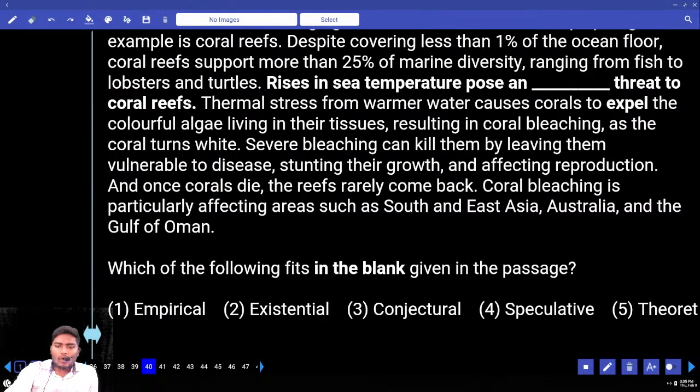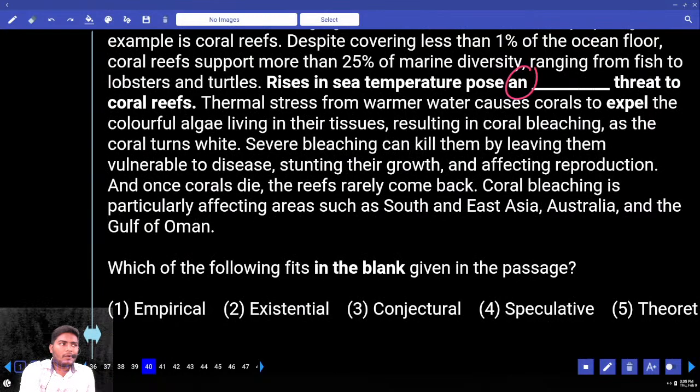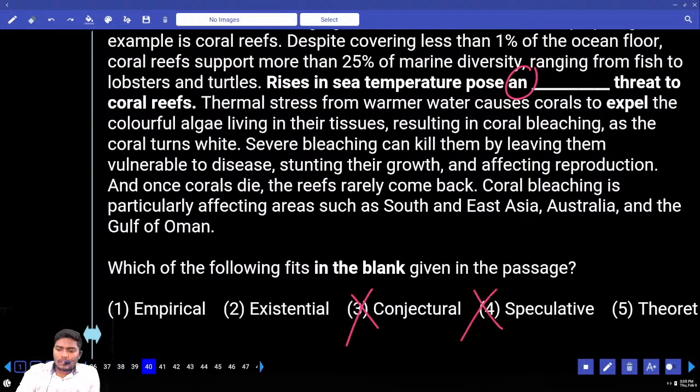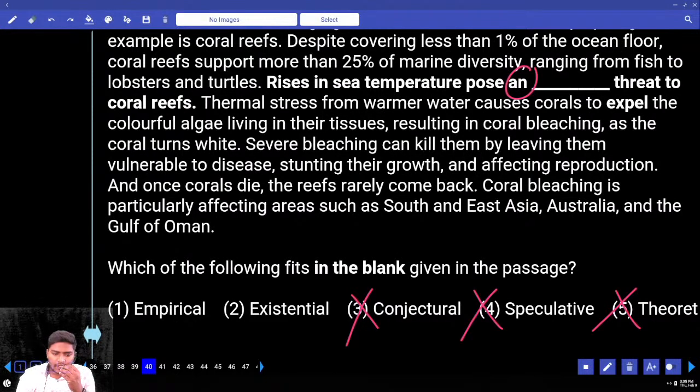Now, first of all, how many options can be eliminated with the help of "an"? 3 options. What are they? Third one, fourth one, fifth one. 3 of them are out. Why? Because "an" is followed by only vowel sounded words. Now we have 2 vowel sounded words. One is empirical, another one is existential.